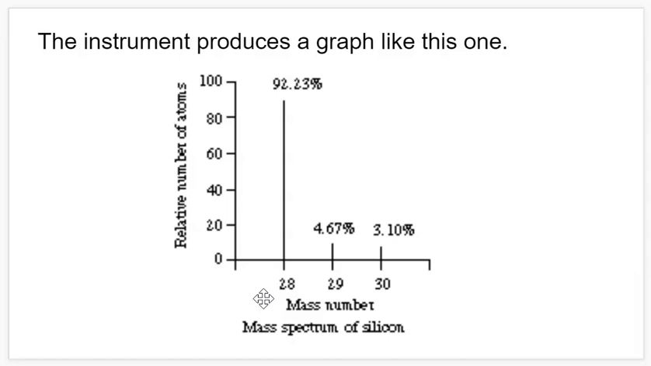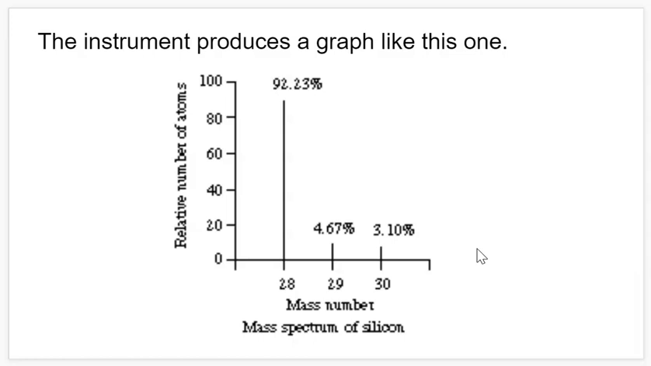And what we end up seeing here is one big peak at 28, which is closest to the average mass of silicon. But we also have a peak at 29 and a peak at 30. And this is a good representation of the natural abundance of isotopes of silicon. If you don't recall what an isotope is, isotopes are basically the relationship between particles of the same element that have different masses.